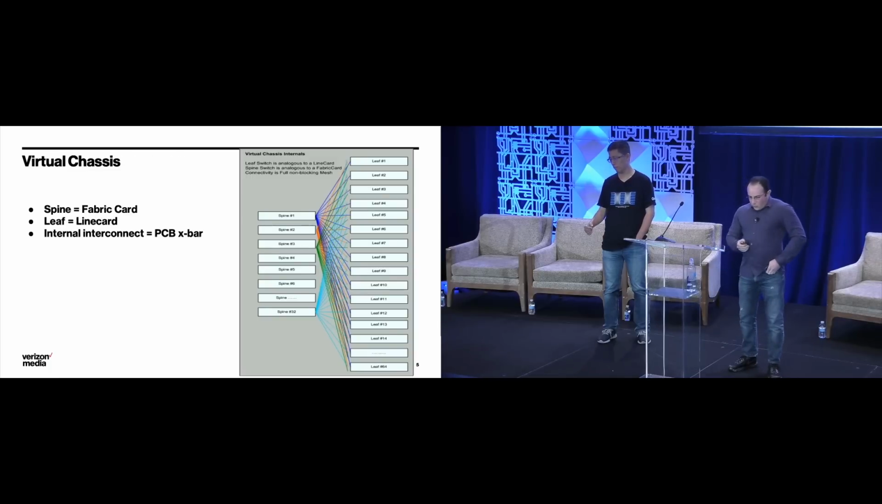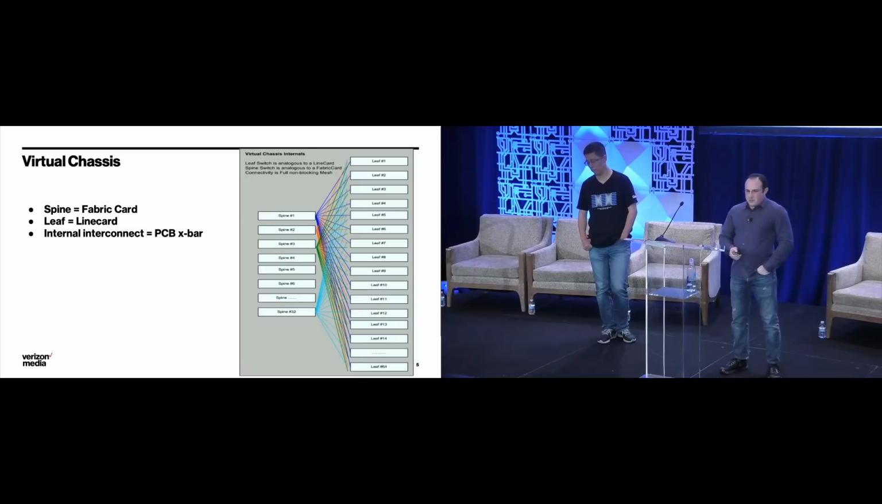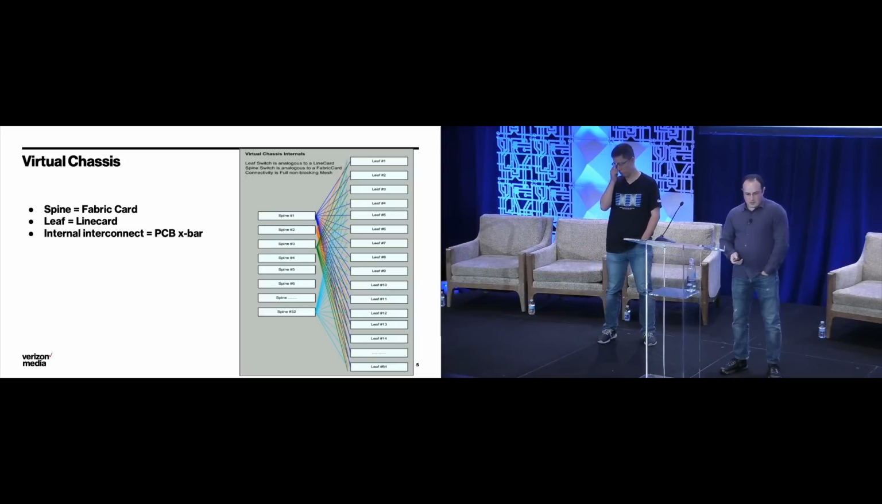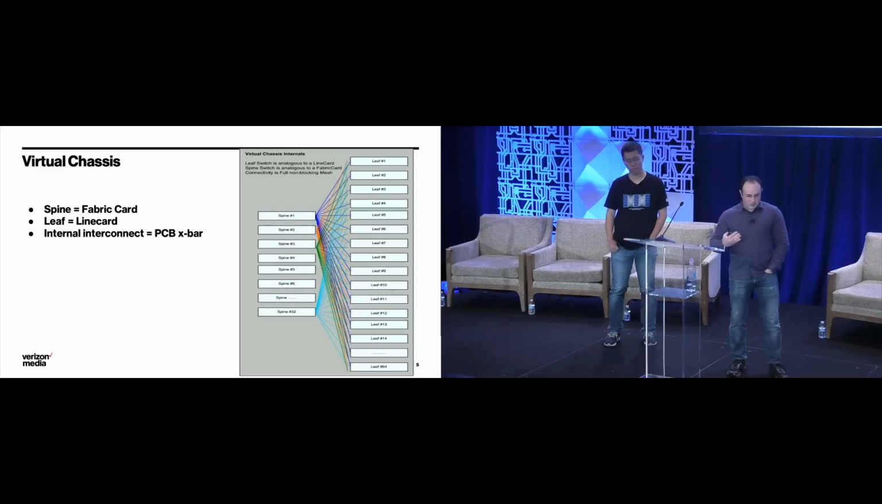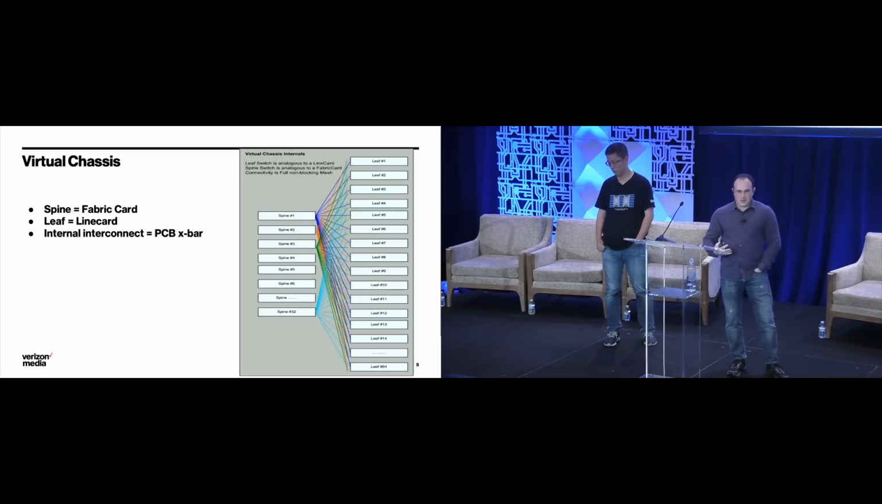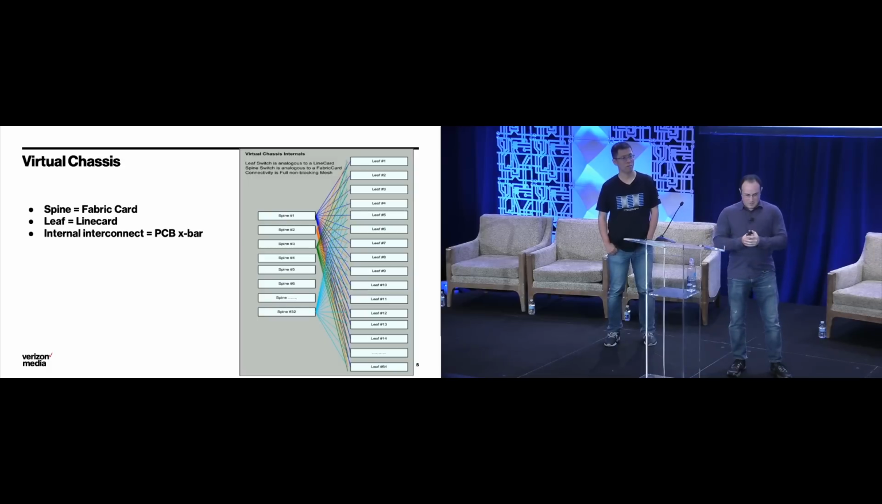So one way to think about a Clos topology is something we call a virtual chassis. This is like what a chassis kind of looks like. Leaf is a line card. Spine is a fabric card. And if you think about a Clos topology like this, it's essentially one massive switch.